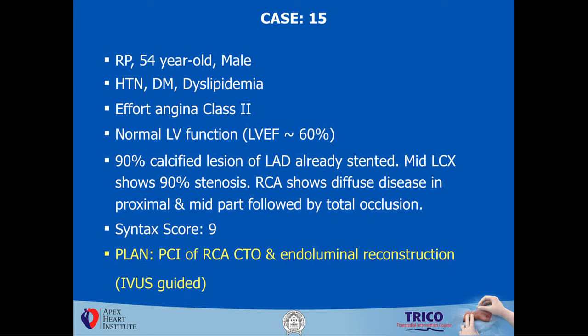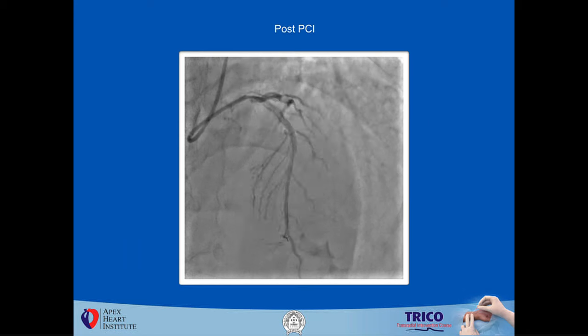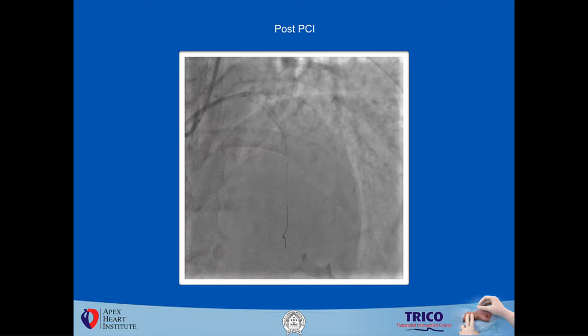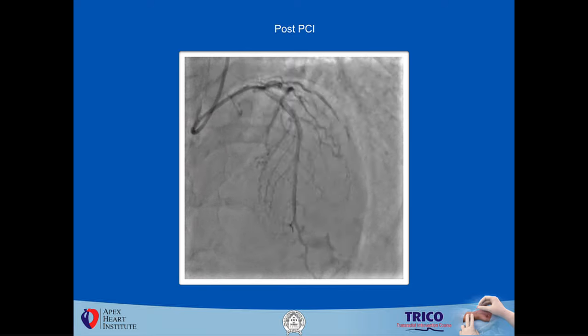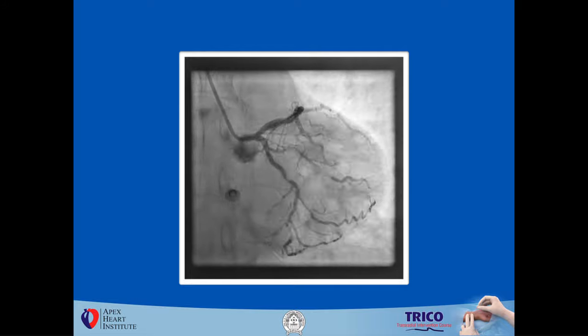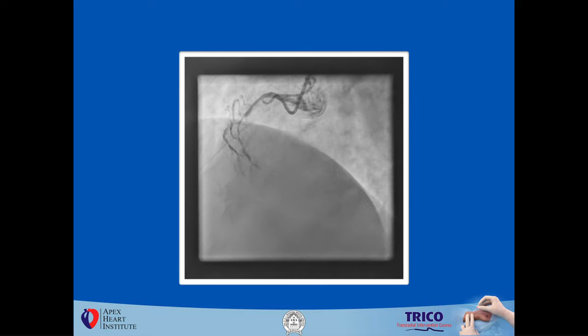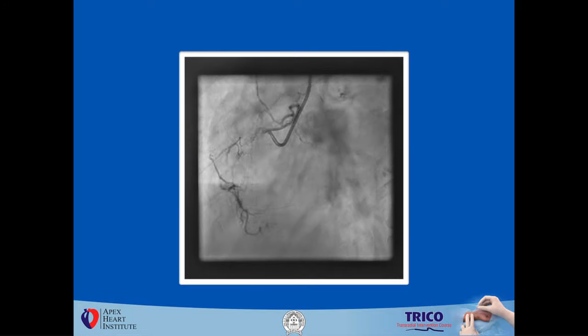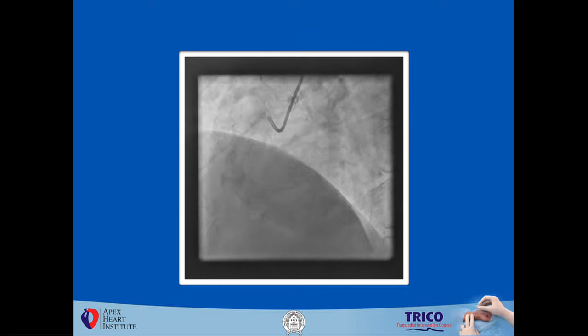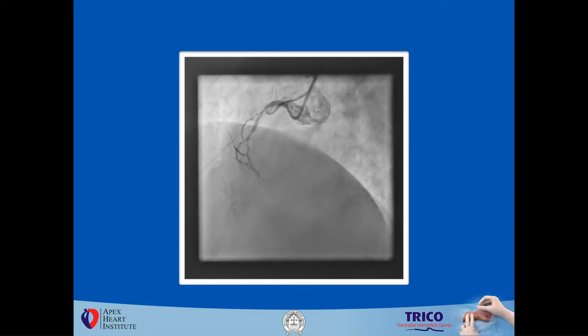Next case for the session, 54-year-old male, hypertensive, diabetic, dyslipidemic, presented with class 2 effort angina, normal LV function. LAD diffuse calcific lesion, already stented. LCX is showing significant lesion in mid part, RCA diffuse disease in proximal part followed by total occlusion. Our plan is to do RCA CTO with endoluminal reconstruction.